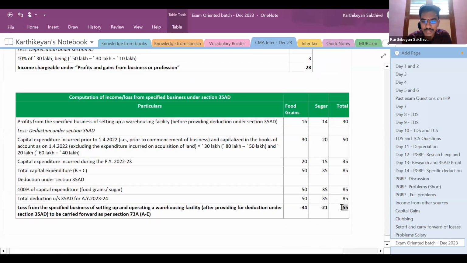So in the 35AD businessல வர loss வந்து can be set off only against 35AD income, and it can be carried forward for any number of previous years and can be set off against income from these specified businesses, right? So with that, our discussion of 35AD comes to an end. Now let us go to the next part of the chapter, which is spread over deductions.